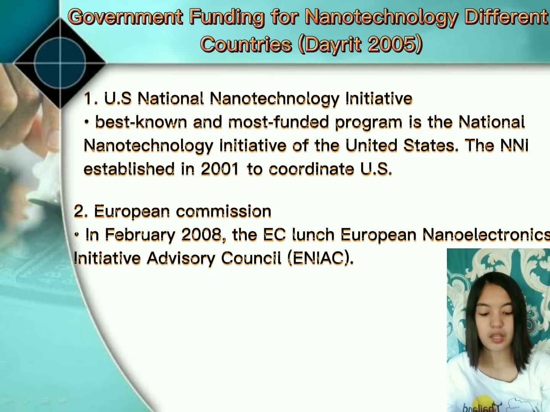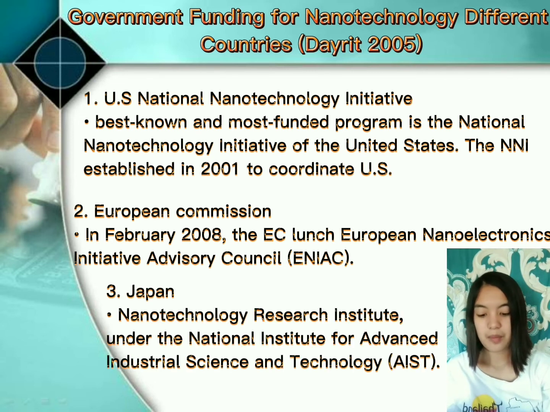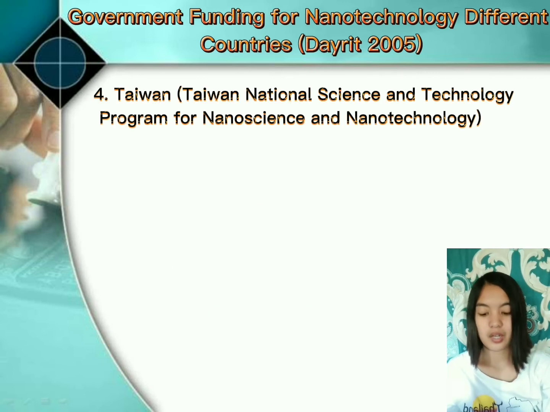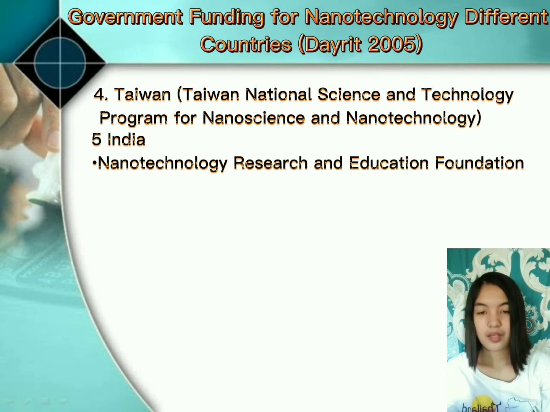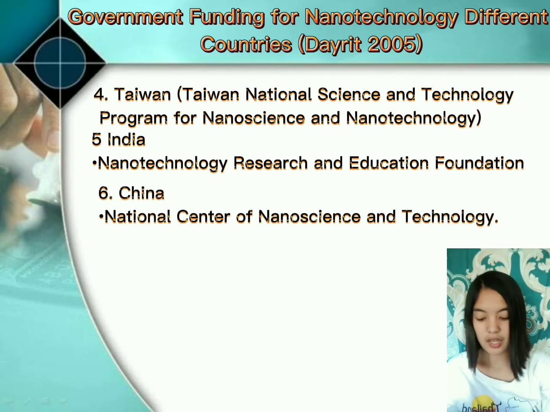In February 2008, the EC officially launched the European Nanoelectronics Initiative Advisory Council, or known as ENIAC. Number 3. Japan, Nanotechnology Research Institute under the National Institute for Advanced Industrial Science and Technology, or the AIST. 4. Taiwan, Taiwan National Science and Technology Program for Nanoscience and Nanotechnology. Number 5. India, Nanotechnology Research and Education Foundation. 6. China, National Center of Nanoscience and Technology.